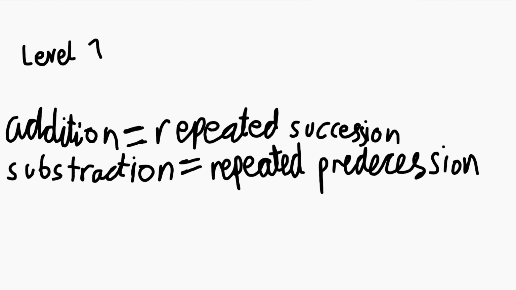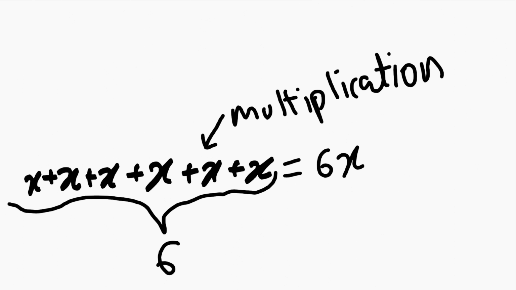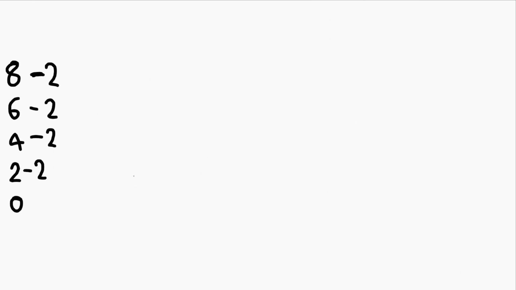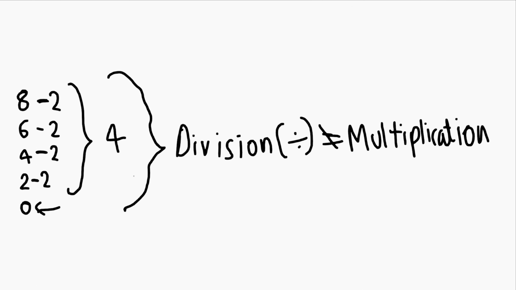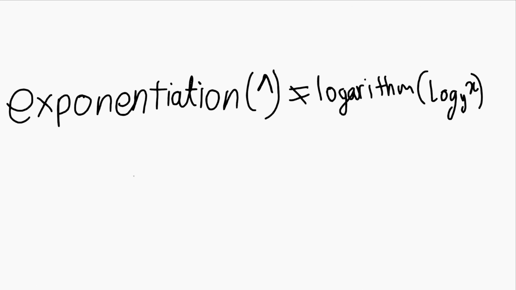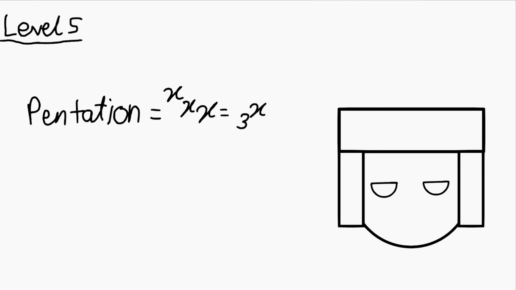We could say addition and subtraction are repeated succession and predecession. This is level 1. Now if we repeatedly add the same number to itself, it is multiplication, and the multiplication of a bunch of numbers is called product. Now if you subtract the same number from a number and count the number of times you do it until the original number reaches 0, it is called division, and it's the arch nemesis of multiplication. This is level 2. The next level is exponentiation, and its arch nemesis is logarithm, and the next is tetration, and then pentation, and then, okay, maybe it's enough.